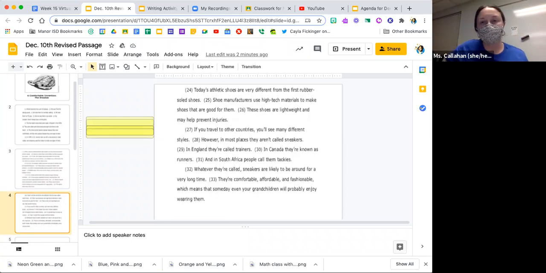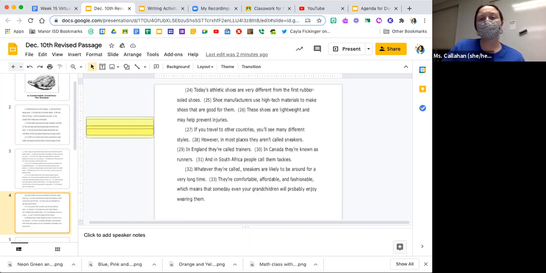Today's athletic shoes are very different from the first rubber-soled shoes. Shoe manufacturers use high-tech materials to make shoes that are good for them. These shoes are lightweight and may help prevent injuries. If you travel to other countries, you'll see many different styles.